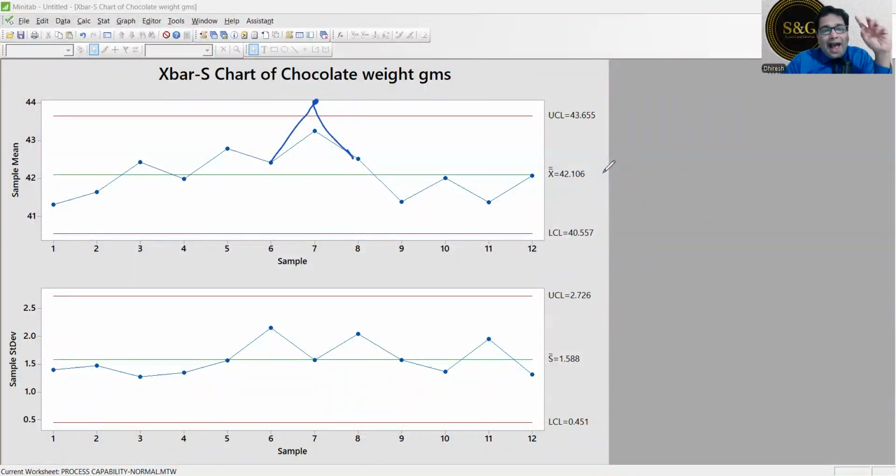X bar is the average of the first 10 samples. Correct? This is the average of the first 10 samples. This is the standard deviation of the first 10 samples. This is the average of the second 10 samples. This is the standard deviation of the second 10 samples.